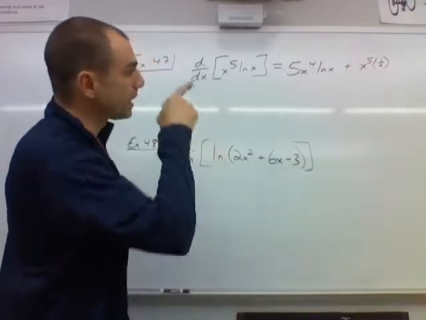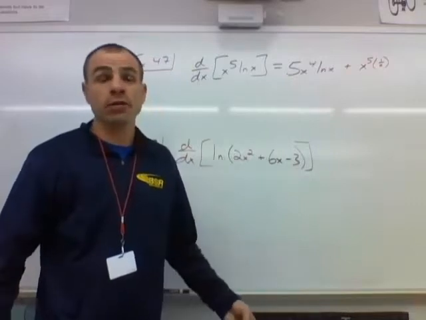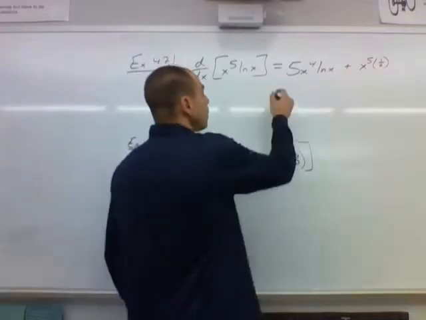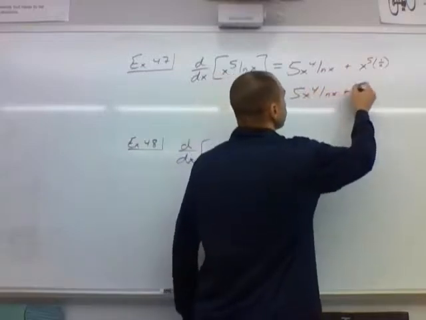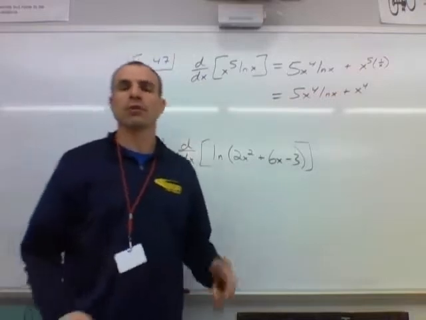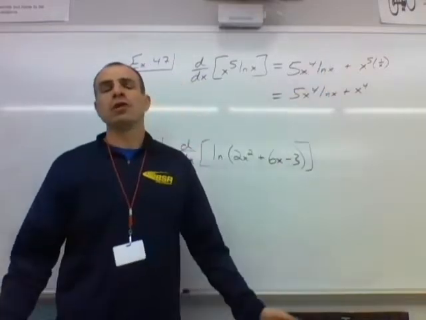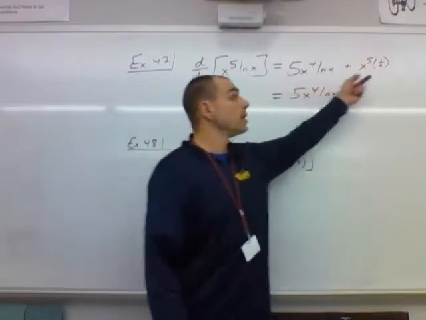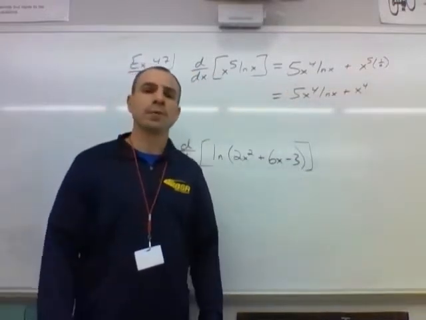Some of you are looking at that last term and saying, well, if we have x to the fifth times 1 over x, isn't that really x to the fourth? You would be correct. So we could also see 5x to the fourth natural log x plus x to the fourth. And yeah, you could factor out an x to the fourth of those two terms. We're not going to go any further. Just know that these two are the same. You don't have to go any further than the first one unless it's a multiple choice question and it's requiring you to do so. Okay.